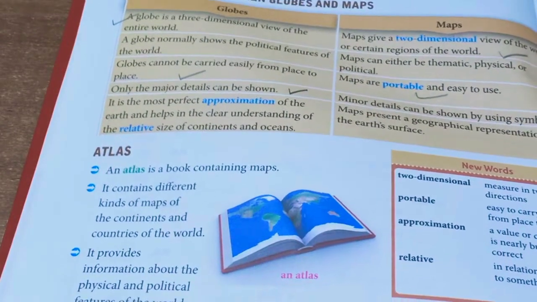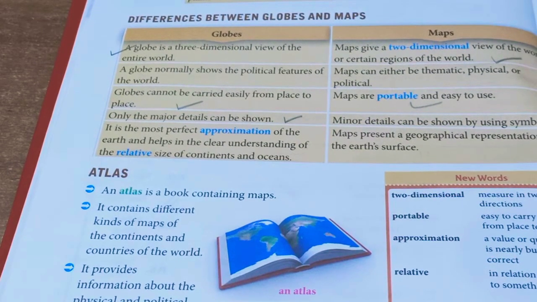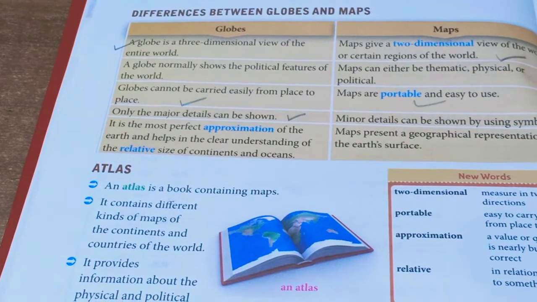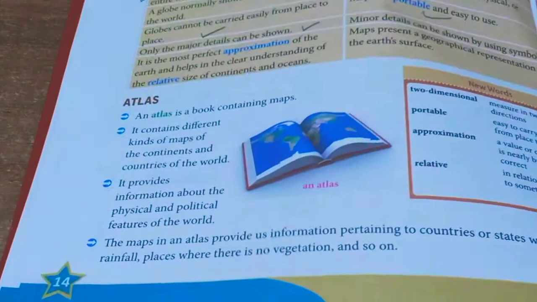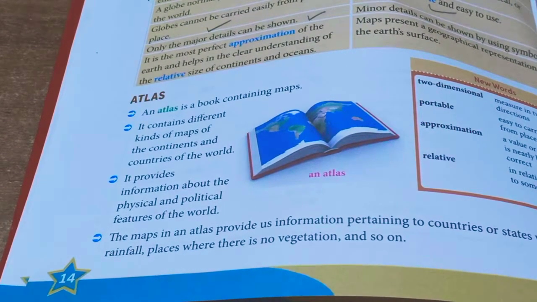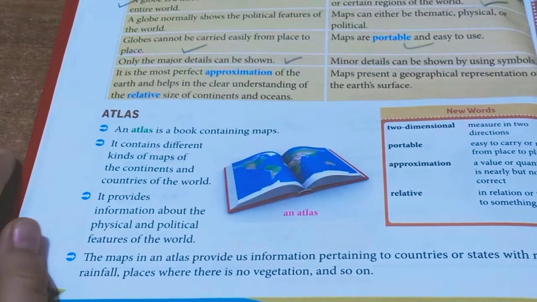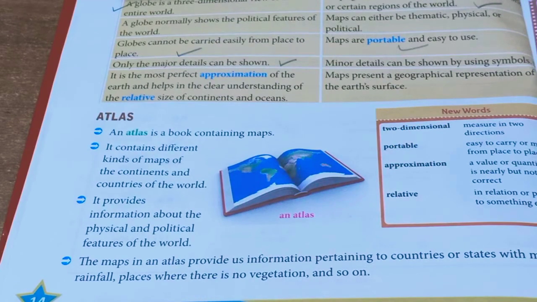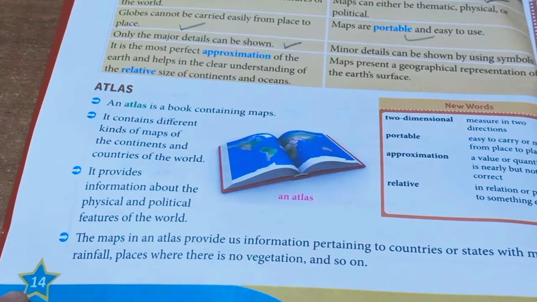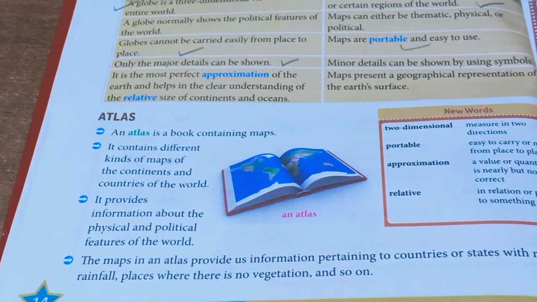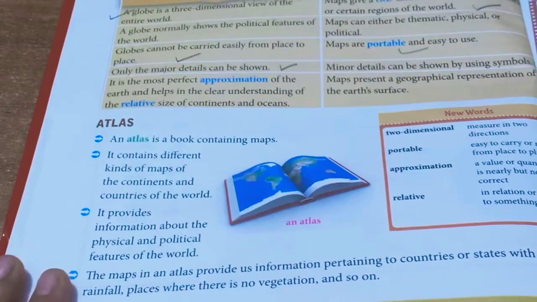Atlas. An atlas is a book containing maps. I'll show you one atlas, but sorry, I didn't get my atlas book. But it is shown over here, this is an atlas. It's a book containing maps. The first line is mostly the definition of the topic. So this time our topic is atlas, and the first line is: an atlas is a book containing maps. That is the smallest definition ever of the word atlas.